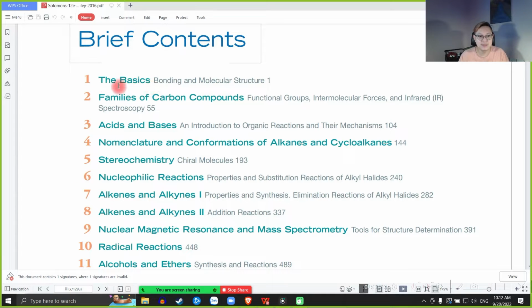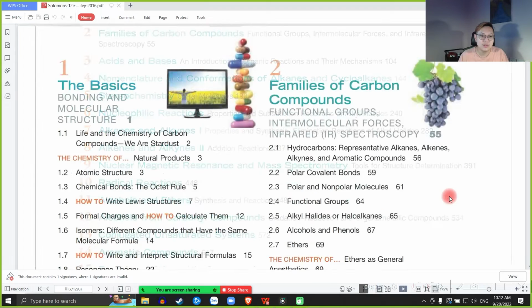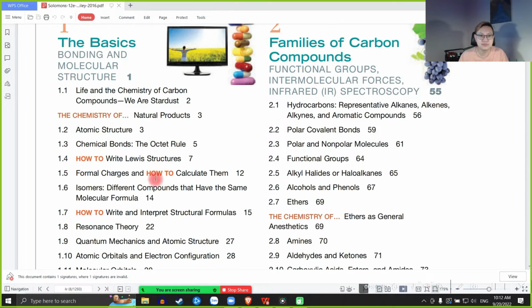Now, she's at the basics. So, tell me what you know about the basics now. Okay, so we have atomic structure, Lewis structure, carbon compounds, chemical bonds, the octet rule, something like that. I know about the bonding and the molecular structure. I know about the atomic structure, the isotopes, shells, and what's inside the nucleus. The valence electrons? Yes, the valence electrons.